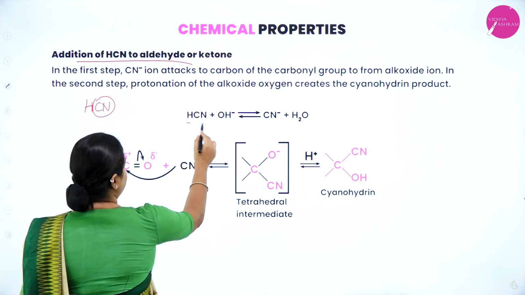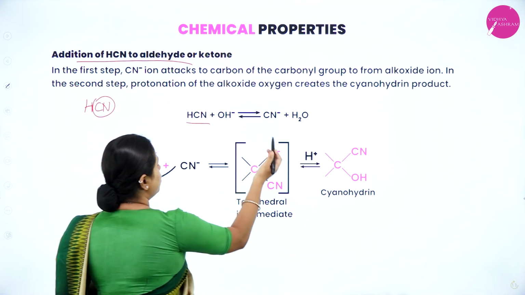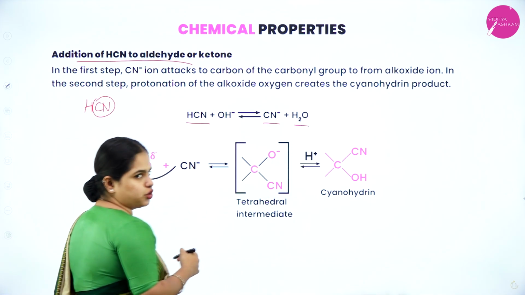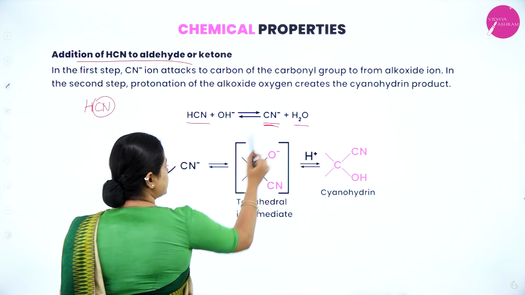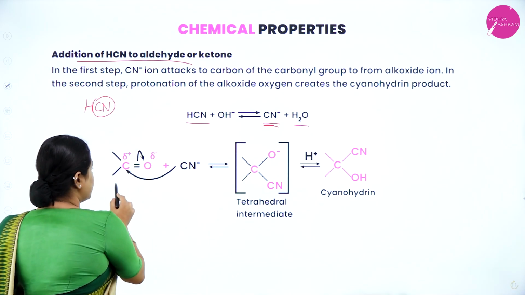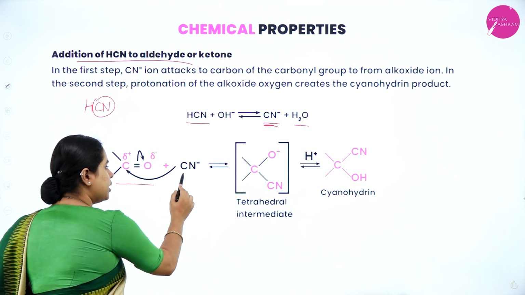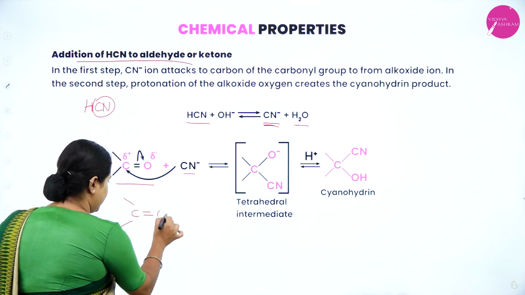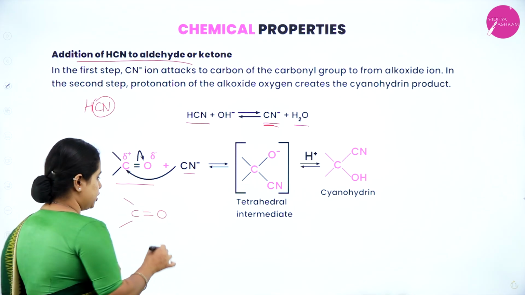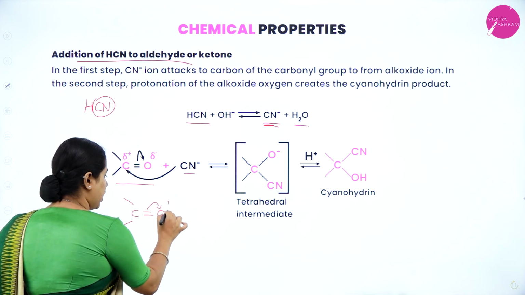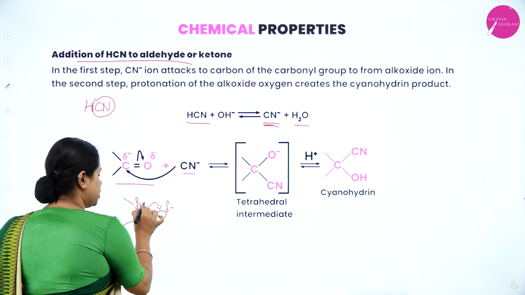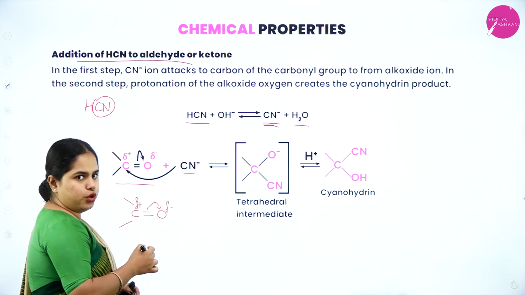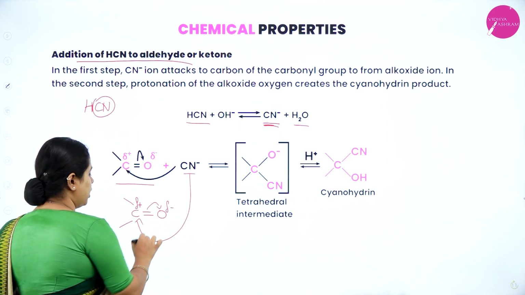So what is going to happen? HCN is going to produce CN minus and H plus. So this CN minus is your nucleophile. To the carbonyl carbon, CN minus is going to attach. So the carbonyl carbon is this one. Again, as it is polar in nature, oxygen will have a partial negative charge and carbon will have a partial positive charge. So CN minus is nucleophilic, it is going to attach to the carbon.